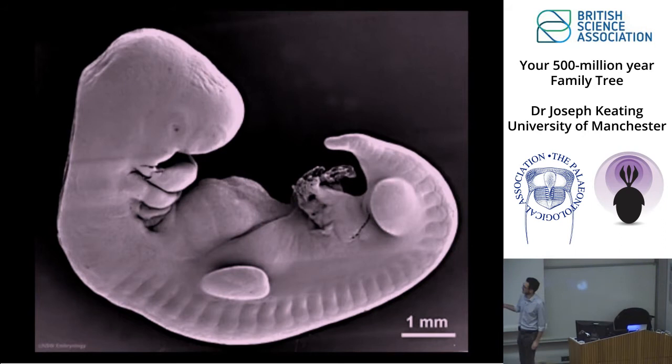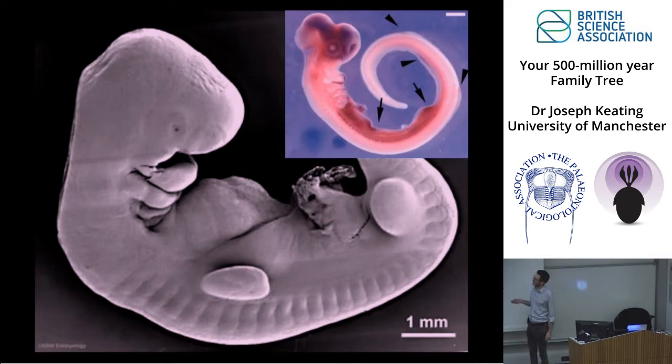So this is a human embryo at 14 days old. It might not look like a human, but trust me, it is. And actually, we can draw some close comparison here with a fish already at this stage. So this is a shark embryo at a similar stage of development, and we can see that they're strikingly similar.